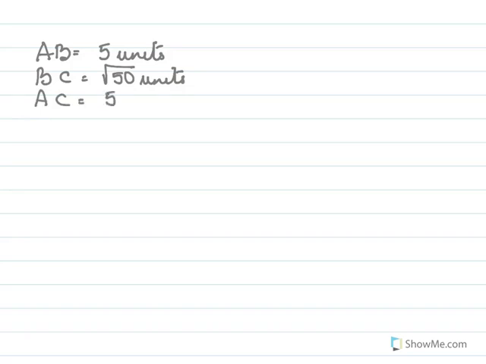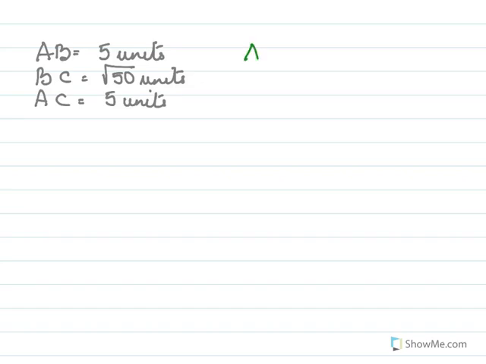So I got AB is 5 units, then BC is root 50 units, and AC is 5 units. Now if it's a right angle triangle, I have to use Pythagoras theorem.